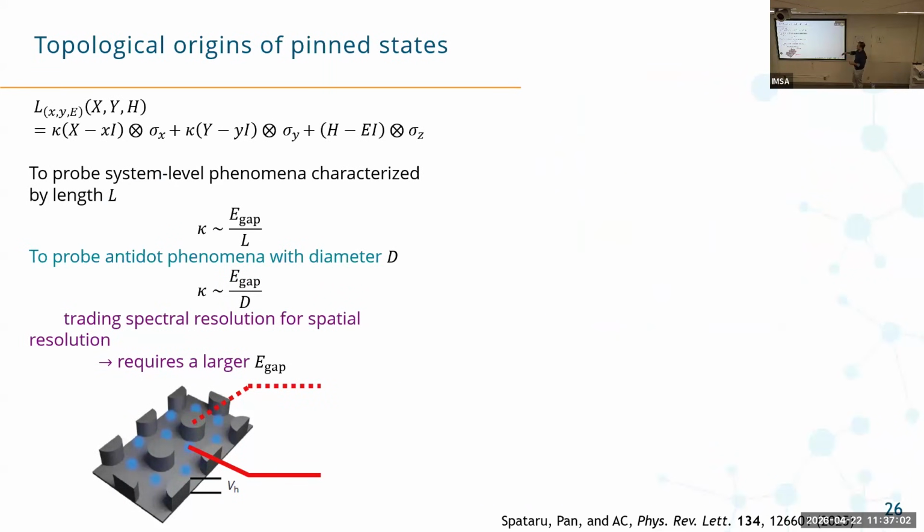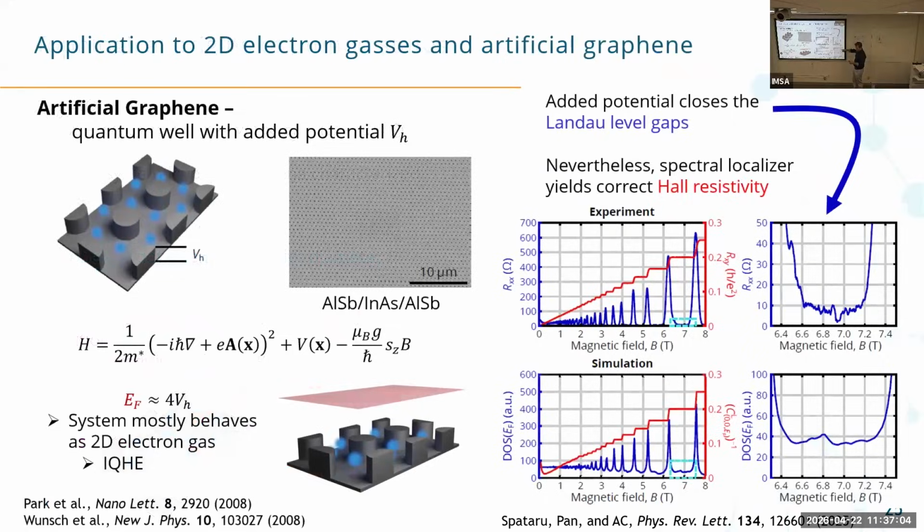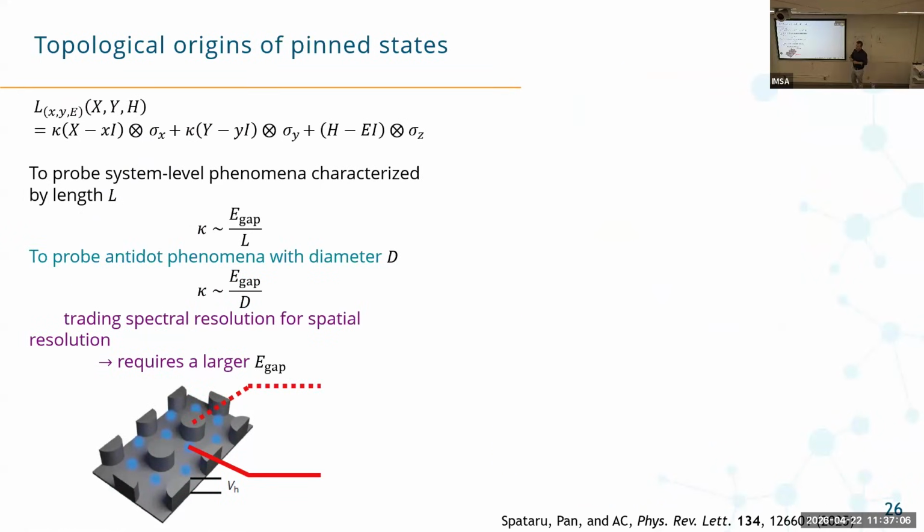So one of the things the localizer comes equipped with, I briefly talked about this parameter kappa, that's fixing units. I want this whole thing to have units of energy, so kappa has to have units of energy divided by length. If you want to probe system level phenomena, you can talk about the bulk gap of your system divided by the length of your whole finite sample. But if you want to probe topology on a more local scale, you can reduce that length to be the antidot.